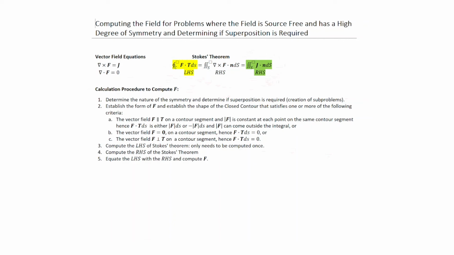So the first step is to compute the left-hand side of Stokes' theorem. And again, you only need to compute it once. The next is to compute the right-hand side of Stokes' theorem. And of course, that's the part of the problem that's being given to you because you were given J. And the last thing is to equate the left-hand side with the right-hand side and therefore compute F.